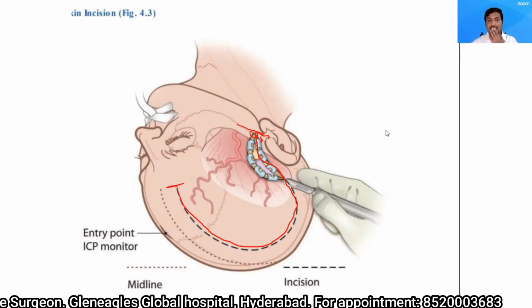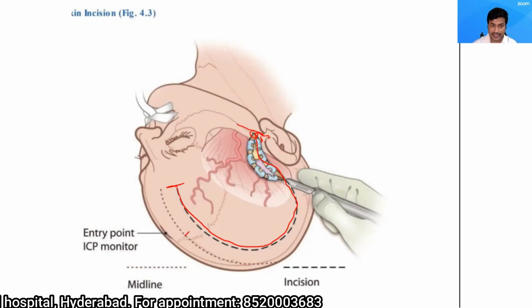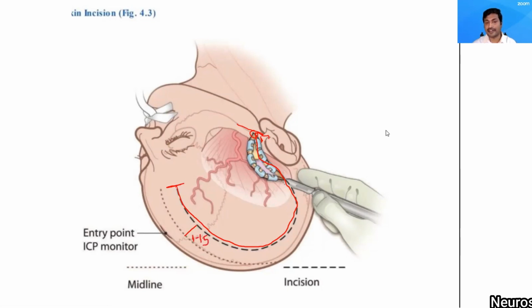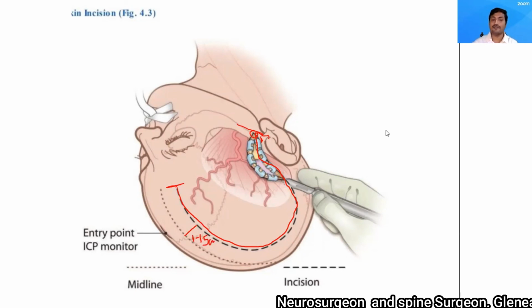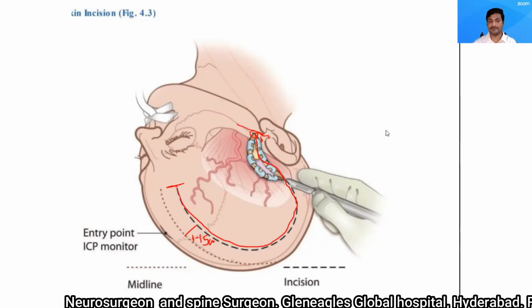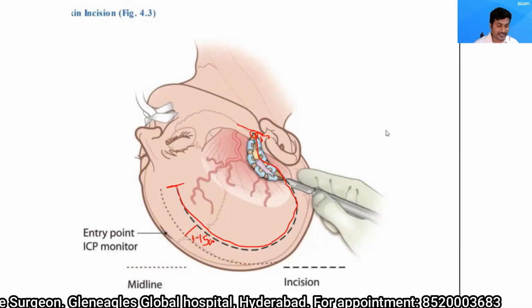And now, what is the distance from the midline? I take this incision, ensuring a distance of 1 to 1.5 centimeters from the midline. But some people take it until the midline, that is up to you. But I prefer to take around 1 to 1.5 centimeters from the midline. Second decision which you have to take is, what is the posterior extent of the incision?